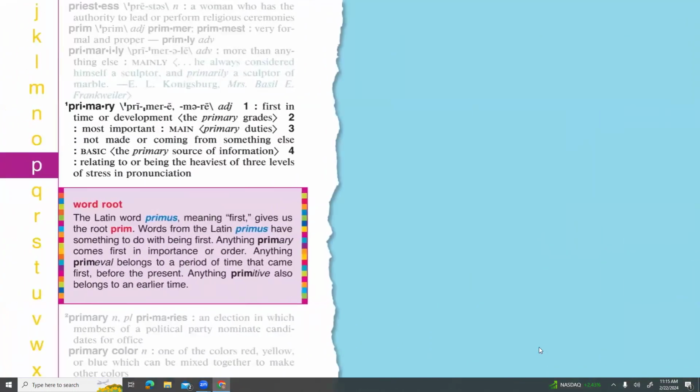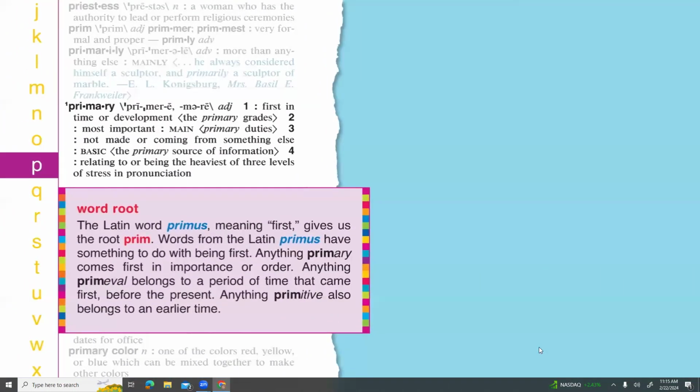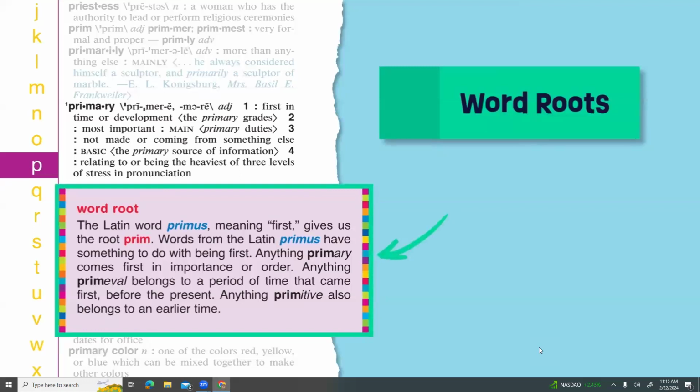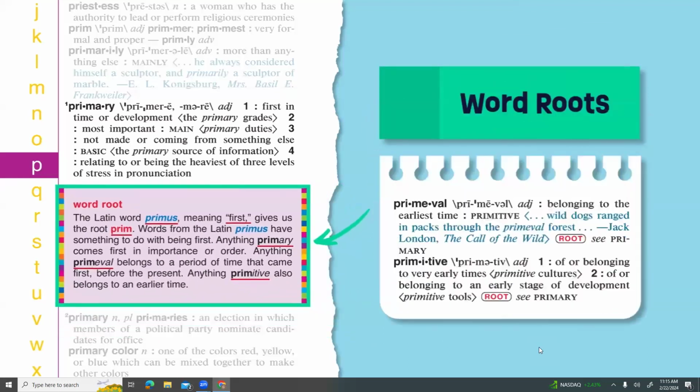Many words in English come from older words in Latin or Greek. Those words are called word roots. Here at the entry for primary, there's a paragraph about how the Latin word primus, meaning first, gave us the root prim, which led to the words primary, primeval, and primitive. At the entries for primeval and primitive, you'll find the word root in red, pointing you to the word root paragraph at primary.